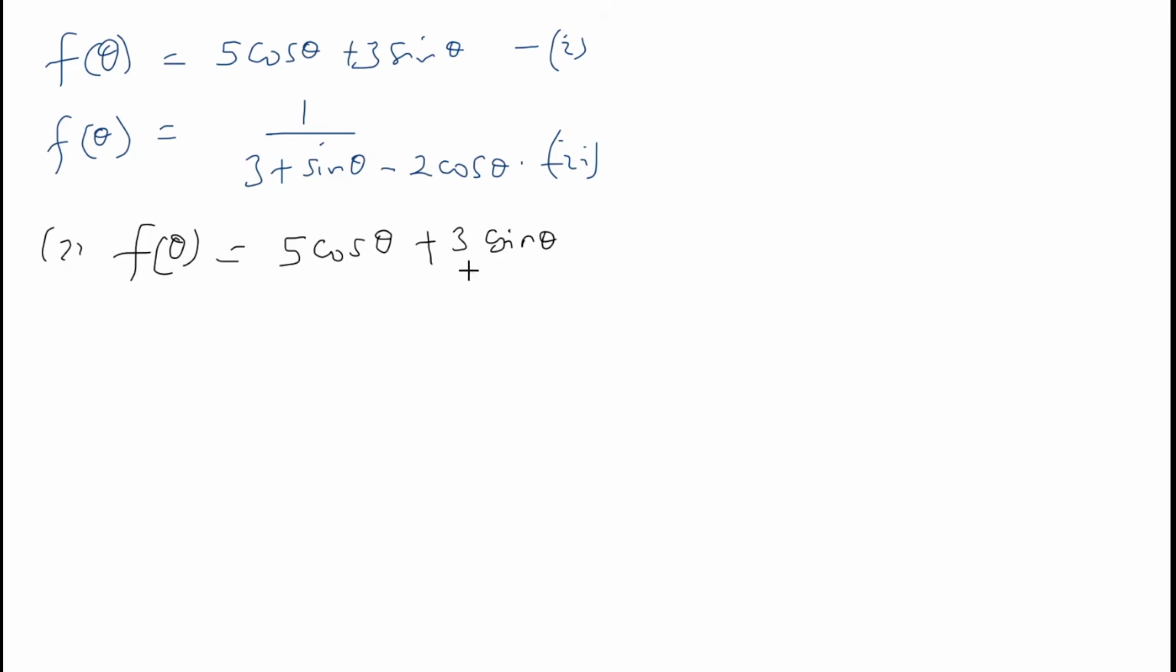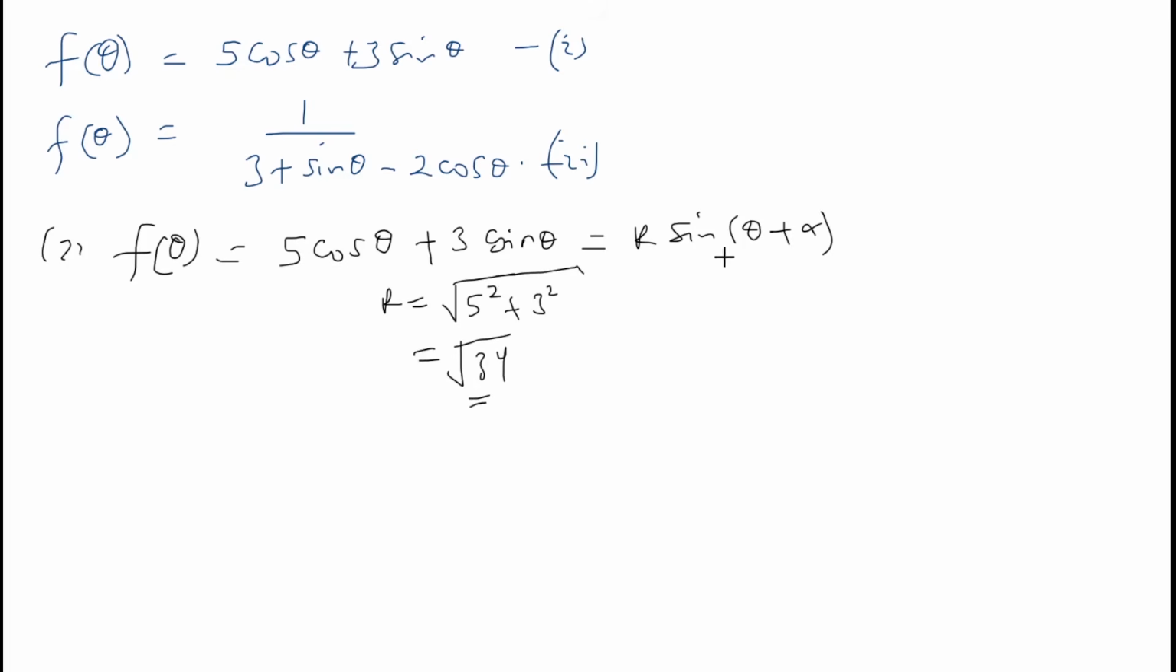This function here can be related to the R formula. We can choose either cos or sine. Let me use sine. R sine, since we have a positive here, this will be theta plus an angle alpha, where R is the square root of 5 squared plus 3 squared, which is equal to the square root of 34.